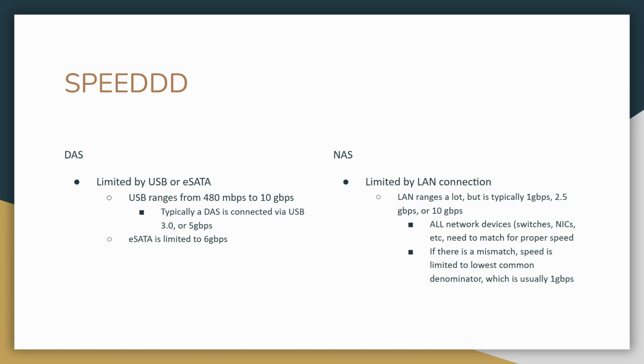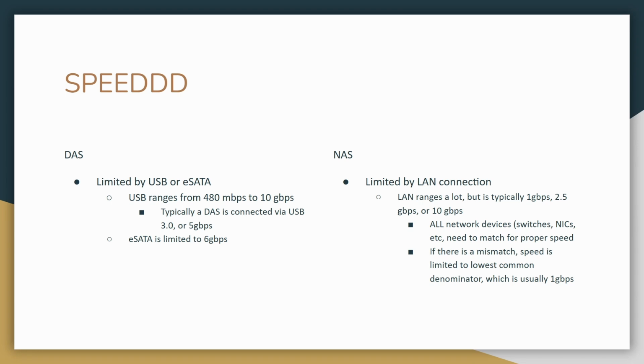Now, one of the most important things for a DAS and a NAS is speed. A DAS is limited by USB or eSATA, which is the connection used to connect it to the computer itself. USB usually ranges between 480 megabits per second to 10 gigabits per second. Now there are some that are higher, like USB 4, which is a new USB standard that goes up to 40. However, that is usually not very common on most devices as well as DASs.